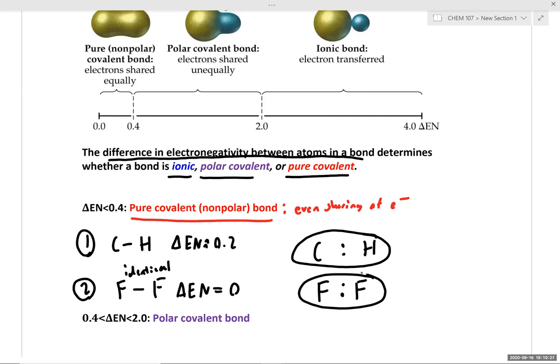Does everyone understand the idea of a pure covalent bond? We have an even sharing of electrons. Any questions in the chat?